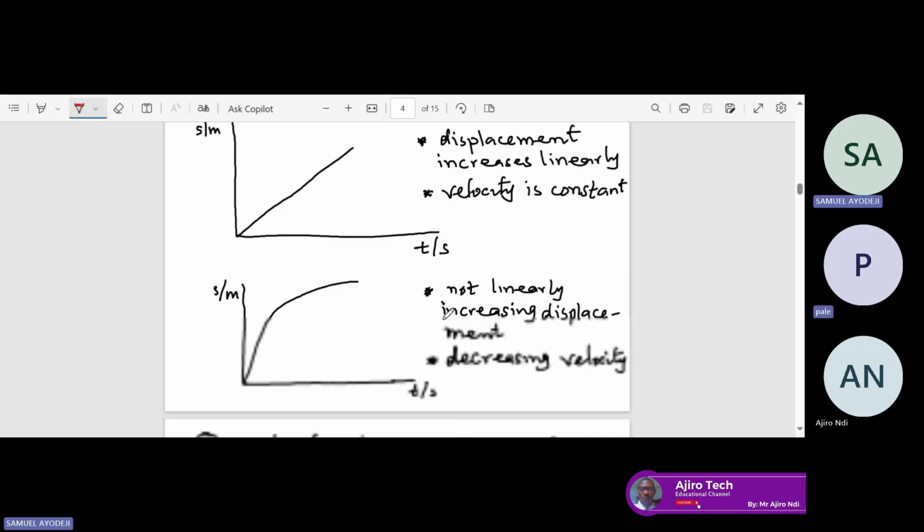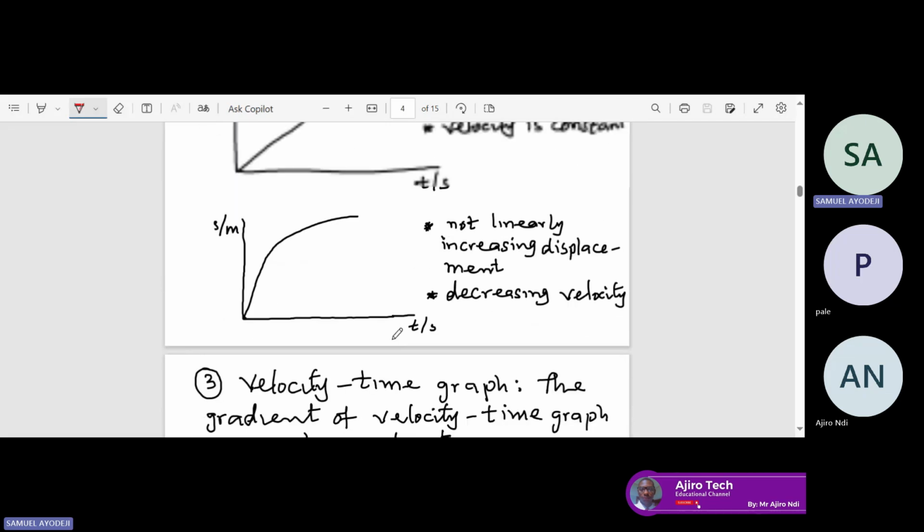So you can see velocity decreases. I draw this one decreases. So it's non-linear, it decreases. So you can talk in terms of the displacement here. You can say displacement is increasing, but not at linear rates. But the gradient, which is the velocity, is decreasing.